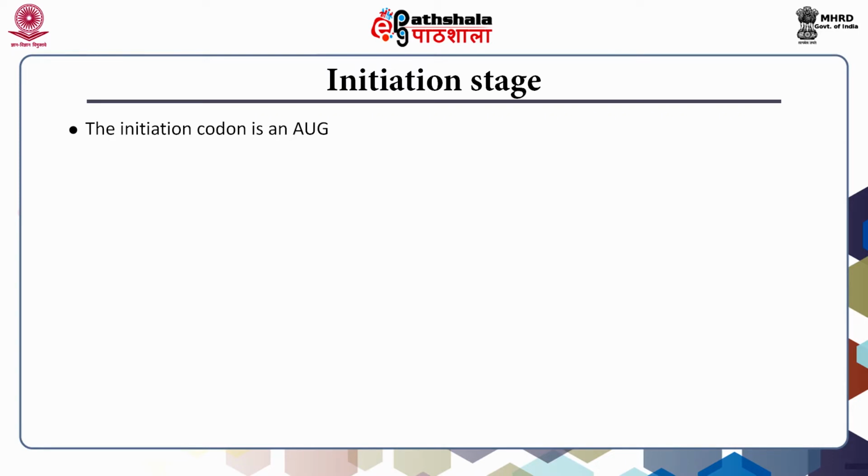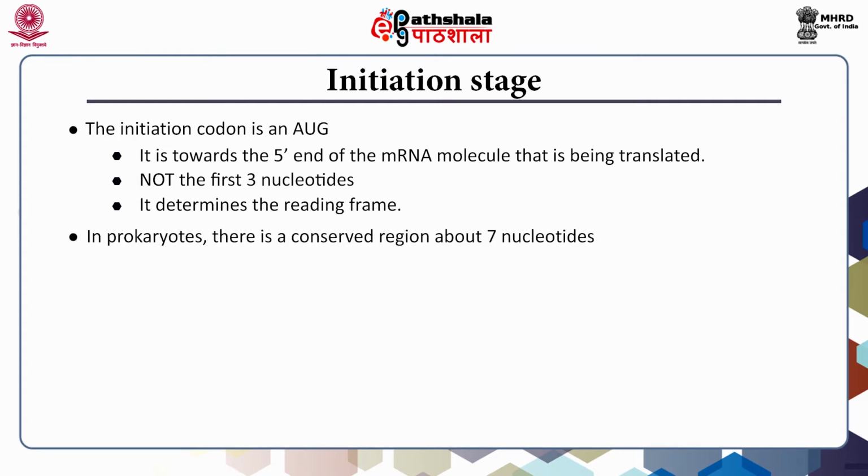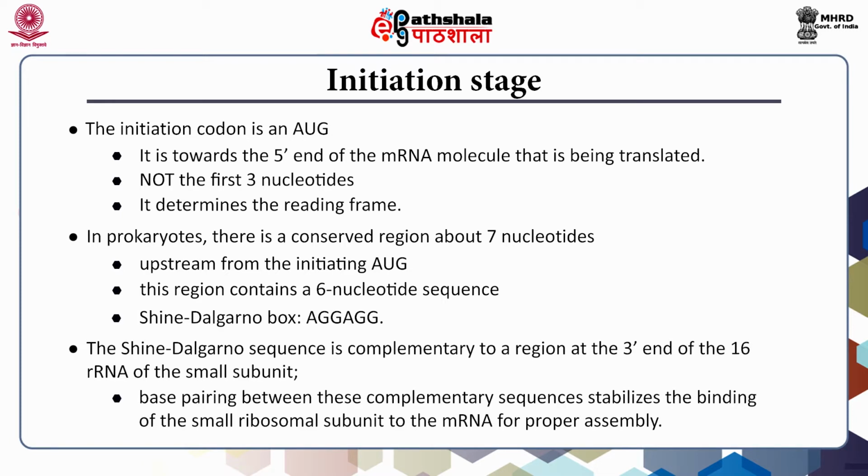The initiation codon is AUG. It is towards the 5' end of the messenger RNA molecule that is being translated. However, it is not the first 3 nucleotides of the messenger RNA molecule. It also determines the reading frame. In prokaryotes, there is a conserved region of about 7 nucleotides upstream of the initiating AUG codon. This region contains a 6 nucleotide sequence known as the Shine-Dalgarno sequence.